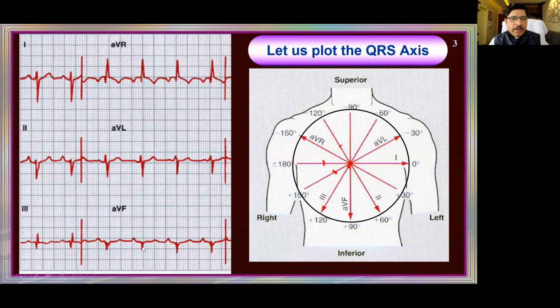Okay. AVF. AVF is entirely minus. Very little upstroke and 5 millimeters. Minus. Plus is this side. Minus is here. 5. So my heart is like that.